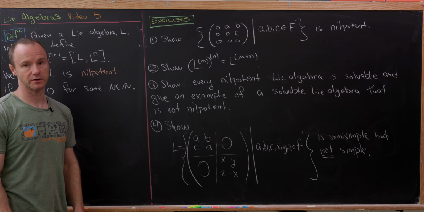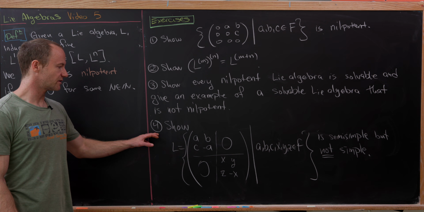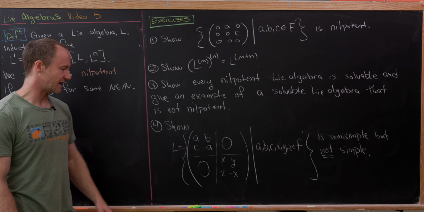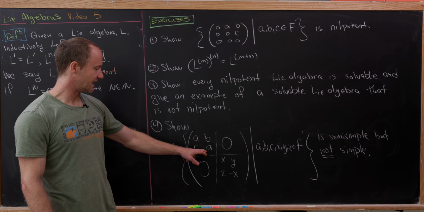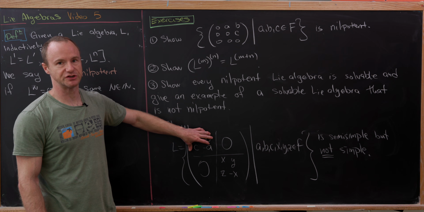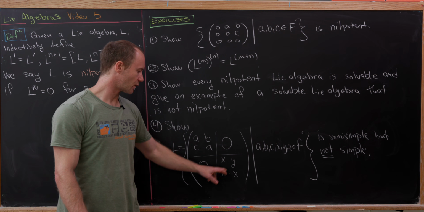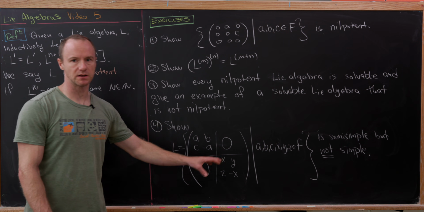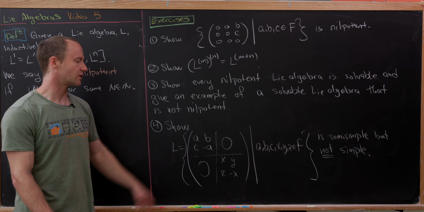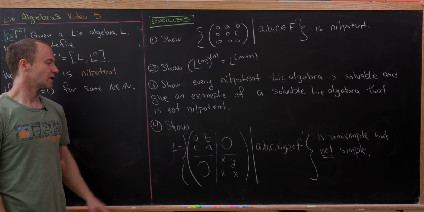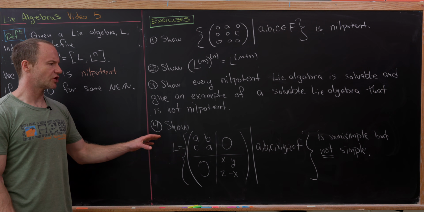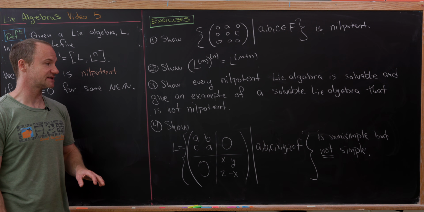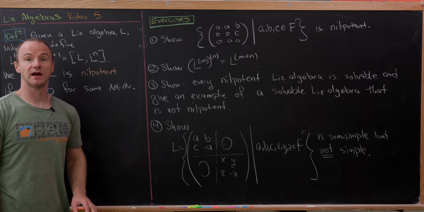Finally, let's consider the Lie algebra of 4x4 matrices defined by a, b, c, minus a in the upper 2x2 block, and x, y, z, minus x in the lower right 2x2 block, and zeros on the off blocks, where a, b, c, x, y, z come from the field. And then show that that Lie algebra is semisimple but not simple. And that's a good place to stop.